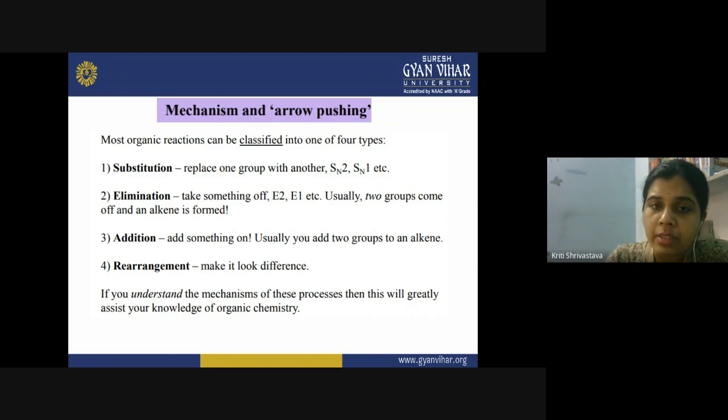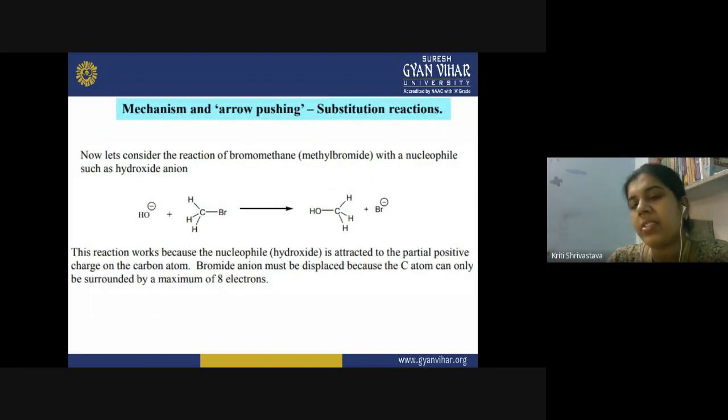So once you understand all these types of reaction mechanisms, it becomes really easy to apply them and to assist your knowledge of organic chemistry. First of all, we will start with the substitution reactions, and in the substitution reactions, let us first see the nucleophilic substitution reaction, which is really very common.